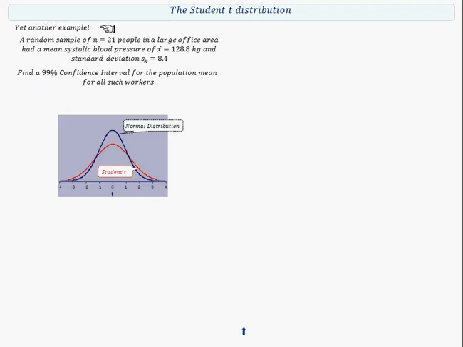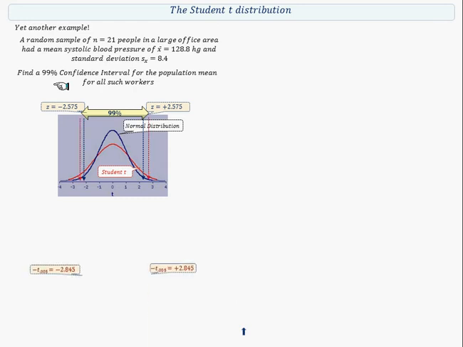We have a random sample of 21 people in an office area. The mean systolic blood pressure is 120.8, standard deviation 8.4. We want to look at a 99% confidence interval. And if you recall, the 99% confidence interval for the normal curve acknowledges a z-score of plus or minus 2.575. For the t distribution and 99% confidence, the t value is 2.845. Notice it's above or greater than the z-score.